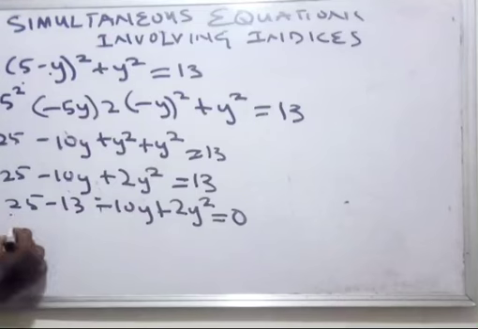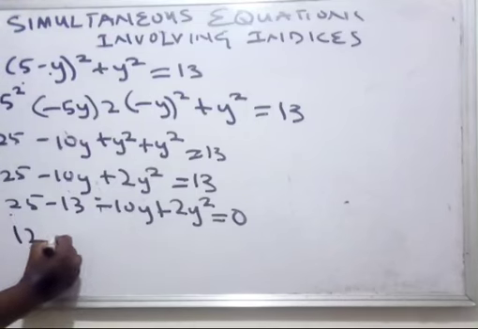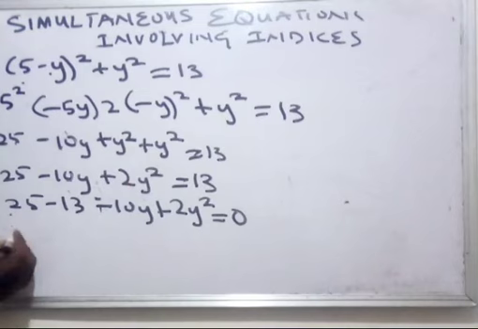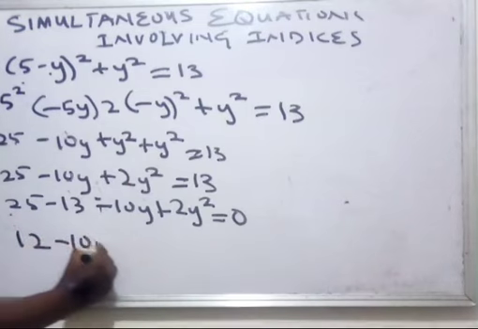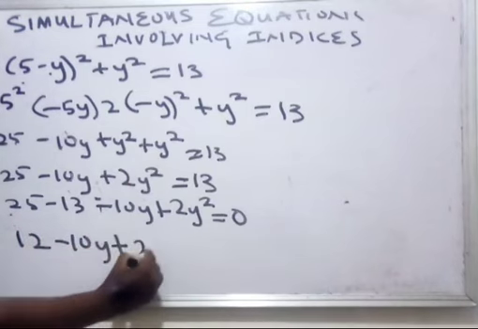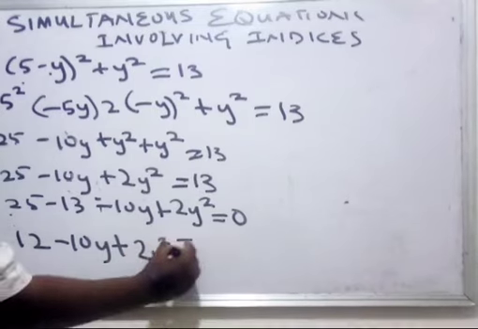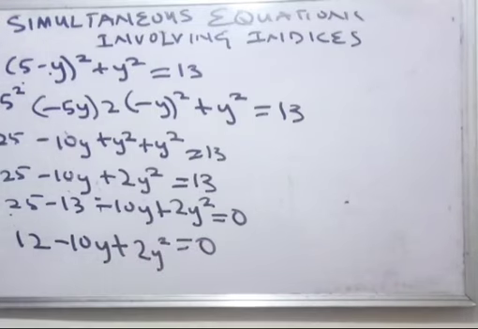25 minus 13 is 12. So 12, let's write this very well. 12 minus 10y plus 2y squared equals 0. We are done with the expansion stage. This is a regular quadratic equation.